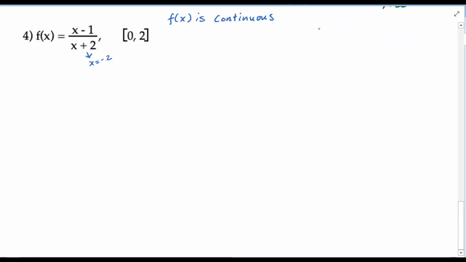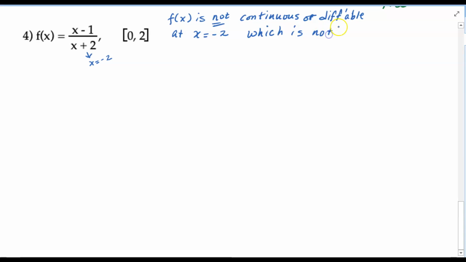Let me erase this. f of x is not continuous or differentiable, and I have always shortened that, it's too long to write, at x equals negative 2, which is good for us because it's not in the closed interval from 0 to 2. It doesn't exist there.